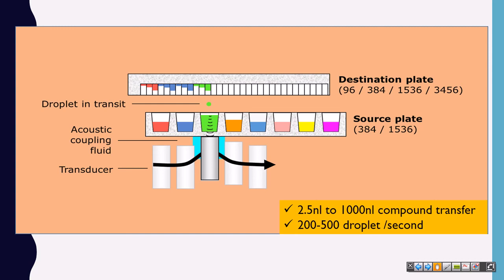This is the transducer, and it can move beneath your source plate, anywhere from here to there. This is also movable, and here it will automatically calculate the volume over there, and according to that it will generate the energy to transfer the liquid. And this is done very fast. The droplet generation is really fast, like 200 to 500 droplets per second, and a single droplet has a fixed volume of 2.5 nanoliters, so it's very accurate also.